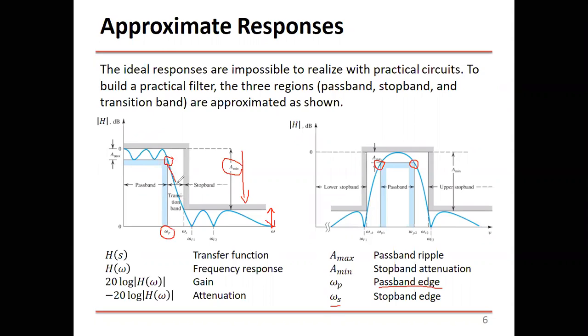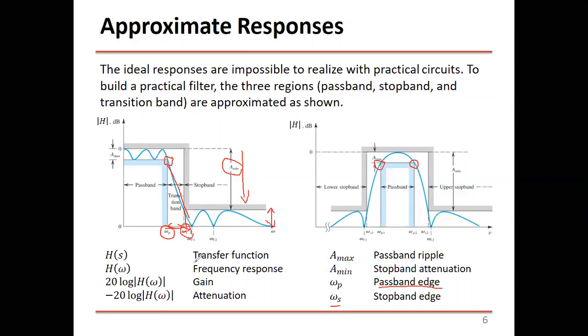So you can see that the transition doesn't happen in a sharp transition. It takes this delta omega to happen. The transition goes from omega p to omega s, okay? From the passband edge frequency to the stop band edge frequency, okay?